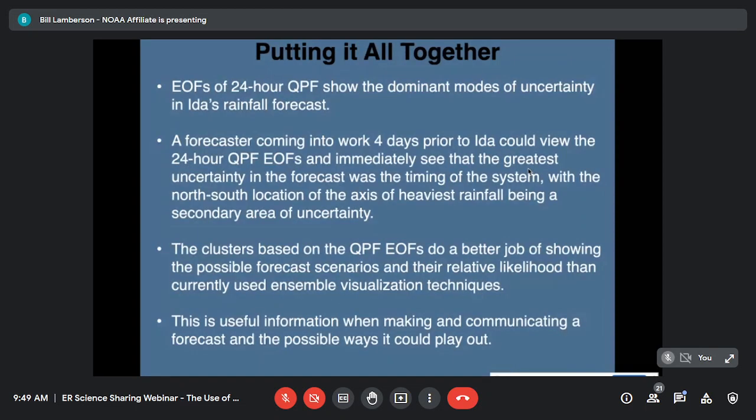All right, so putting it all together. The EOFs of 24-hour QPF show the dominant modes of uncertainty in IDA's rainfall forecast. A forecaster coming into work 4 days prior to IDA could view the 24-hour QPF EOFs and immediately see that the greatest uncertainty in the forecast was the timing of the system, with the north-south location of the axis of heaviest rainfall being a secondary area of uncertainty. So the clusters based on the QPF EOFs do a better job of showing the possible forecast scenarios and the relative likelihood than currently used ensemble visualization techniques. And this is useful information when making and communicating a forecast and the possible ways it could play out.